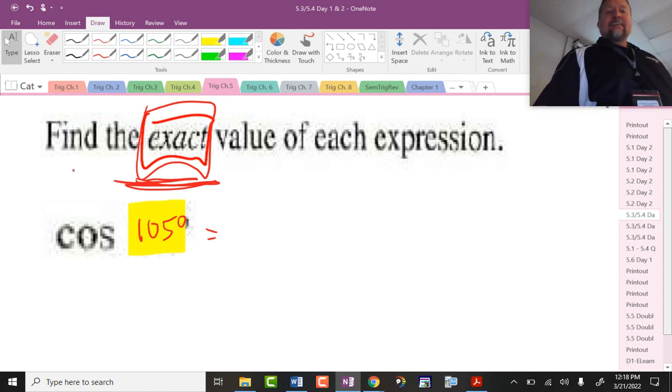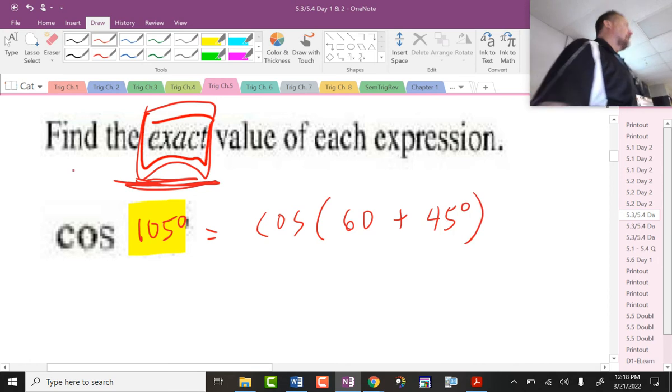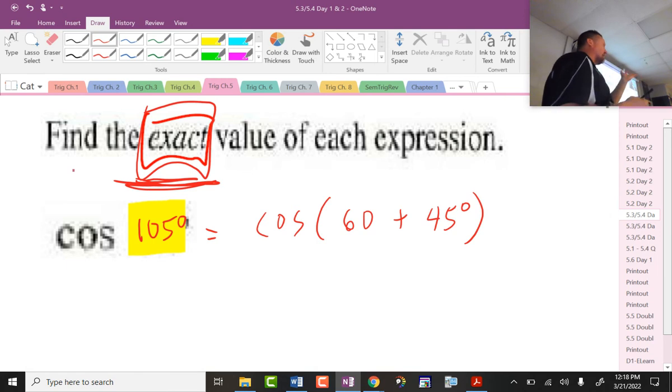All right. You can rewrite this as cosine of 60 plus 45. I mean, I couldn't get around it. Those are our exacts. Our exacts are a 30, a 45, or a 60, and then any of the ones that are in any other quadrants. But to be honest, you can get real fancy with this stuff.